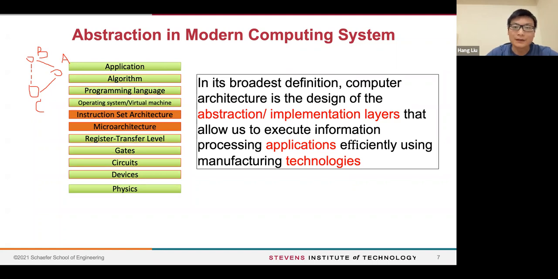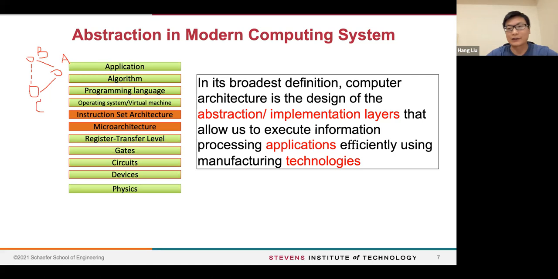And then how do we implement this algorithm? We have different programming languages, Java, C, C++, or Scala, those kinds of emerging languages. Below that, we have the virtual machine or LLVM, those kinds of compilers, or the operating system to support the application to run. And below that, we translate these languages into low-level instruction set architecture, like add, subtract, these kinds of instructions, opcodes, and operands, etc.